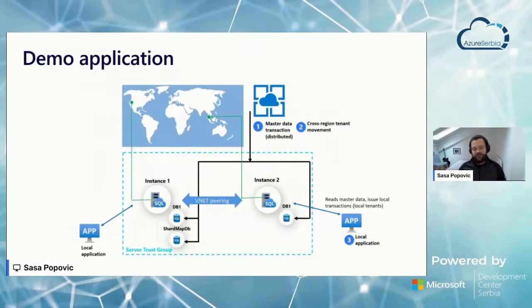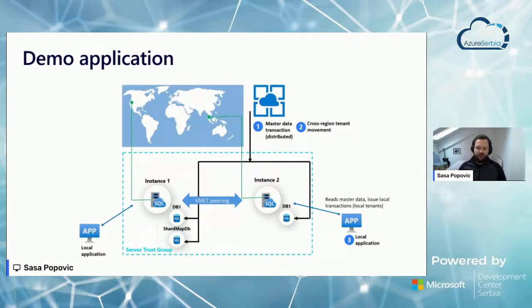Then customers and their orders will be local data. So only customers that are active in a certain region, their data will be hosted in that region, and local applications that work with this access only this data for optimal performance.